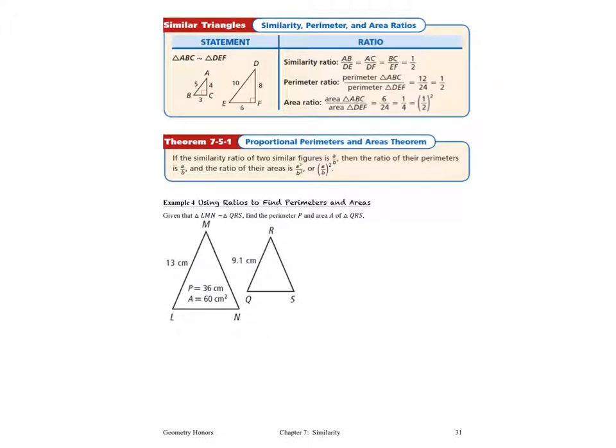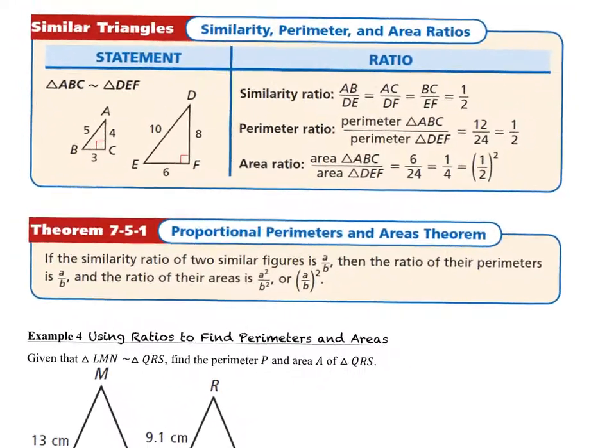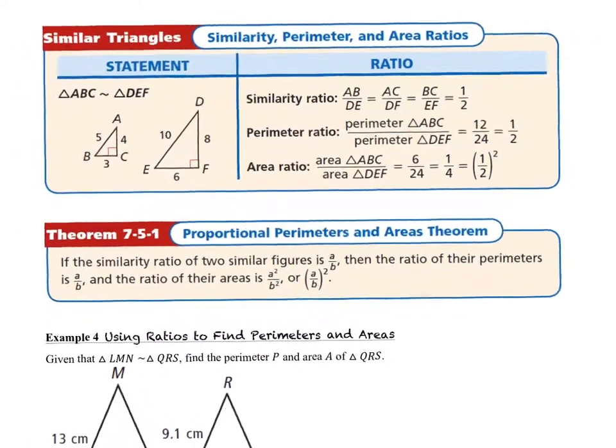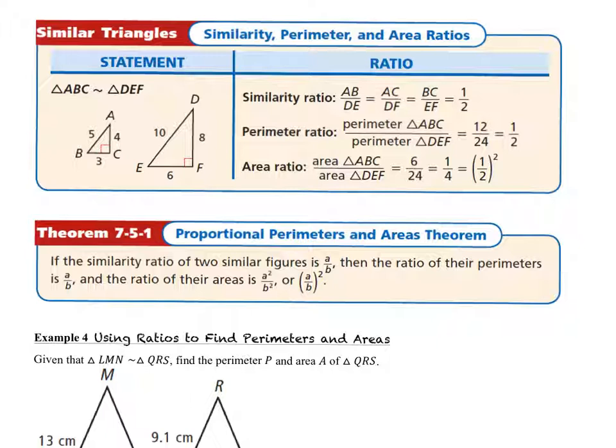Okay, the first box of information here is stating that the similarity ratio ends up being the same as the perimeter ratio, but the area ratio ends up being those two ratios, the similarity and perimeter ratio, to the second power. So whatever the ratio is, you just put it to the second power.